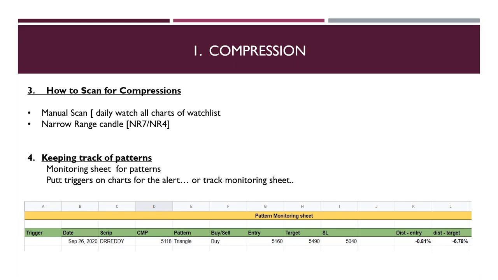NR7 candle means today's candle is the narrowest candle of the last 7 days. That means the range of today's candle, high minus low, is the lowest in the last 7 days. So that is one way of saying that the stock's price is compressed. Then you go and look at those charts, and if you're able to spot the pattern, you can definitely trade there. So I use this scanner.